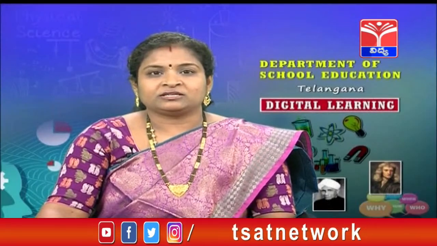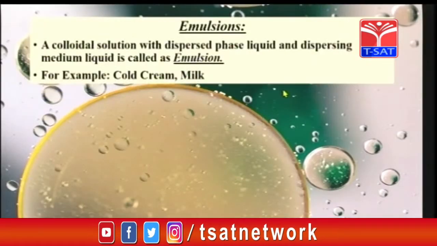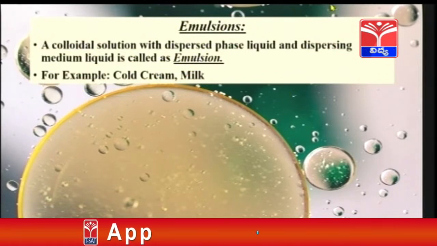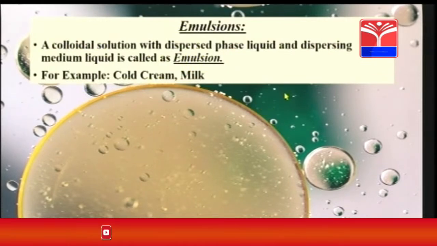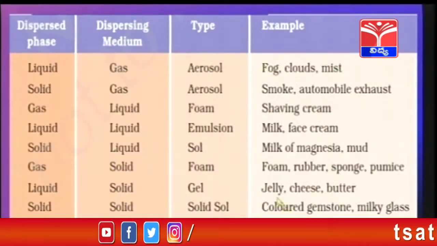Now emulsions. These emulsions are formed when two liquids are combined with each other in a particular ratio. Children, the dispersed phase is liquid and the dispersing medium is also liquid. Then it forms a colloidal solution called as emulsion. For example, milk.